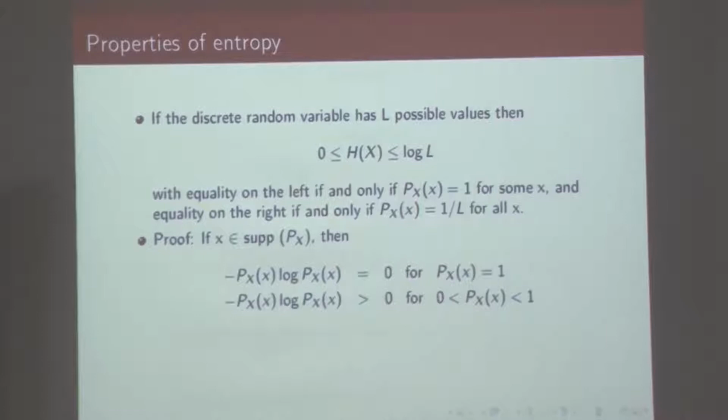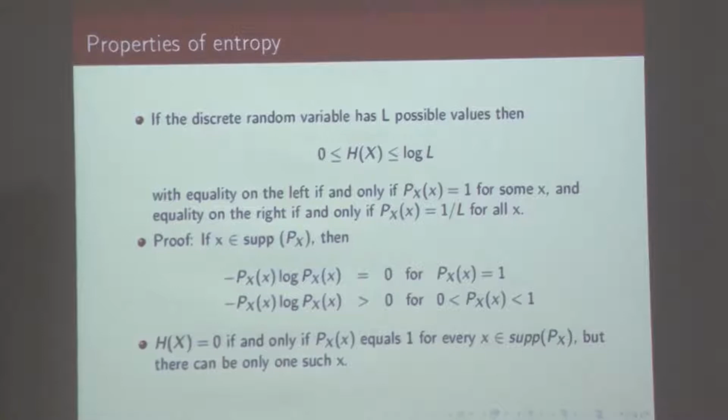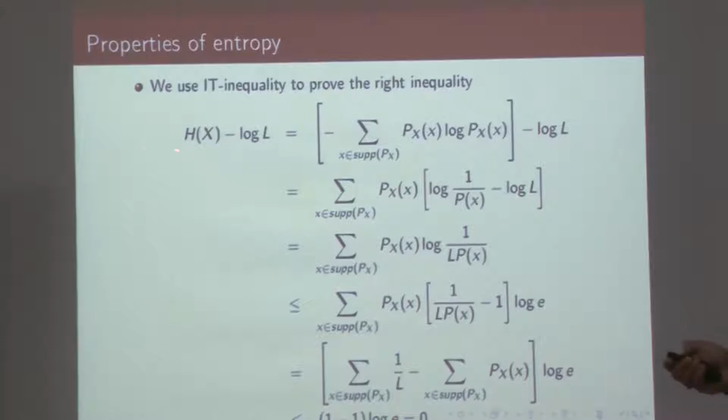Okay. Now let us prove the right hand side. I've already said it is 0 if and only if p of x is 1 for some x and there is only one such x. Now let us prove the right hand side. So what we are going to show is h of x minus log of L is less than or equal to 0. If we can prove that, then basically we will prove that h of x is less than or equal to log of L. So by definition of entropy, h of x is given by this expression, correct?